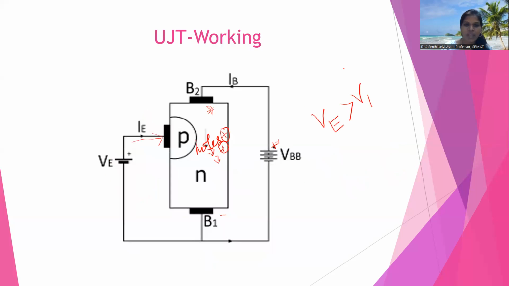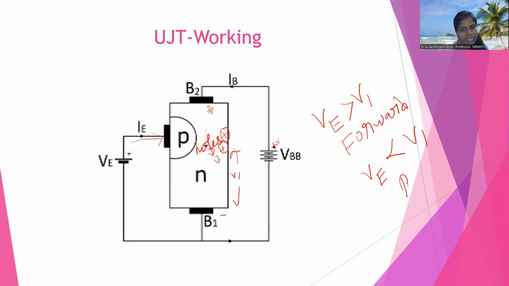Next, after applying a positive voltage VE that is greater than V1. Actually, already because of the application of VBB, there is a drop here, V1. So we are gradually increasing the VE value. When VE is greater than V1, the PN junction becomes forward biased. If VE is less than V1, the junction is in reverse bias. So if you are gradually increasing the VE value, the PN junction is in forward bias.